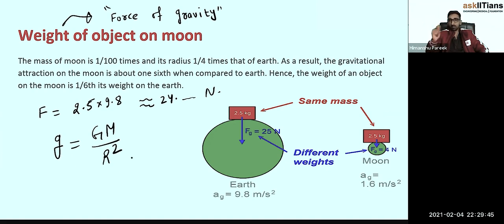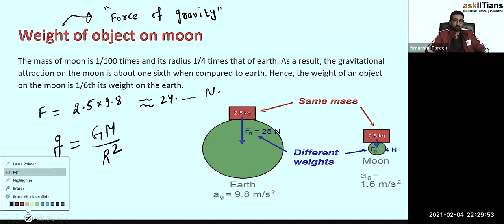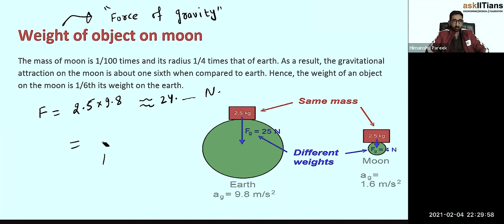Now let us talk about weight on the surface of the Moon. Here you see one thing. Again, that 2.5 kg object, but the Moon is not as heavy as Earth. The Moon is 1 by 100 times smaller in mass than Earth. So if I calculate the gravity on the surface of the Moon, the formula would be G, but the mass would be m over 100.